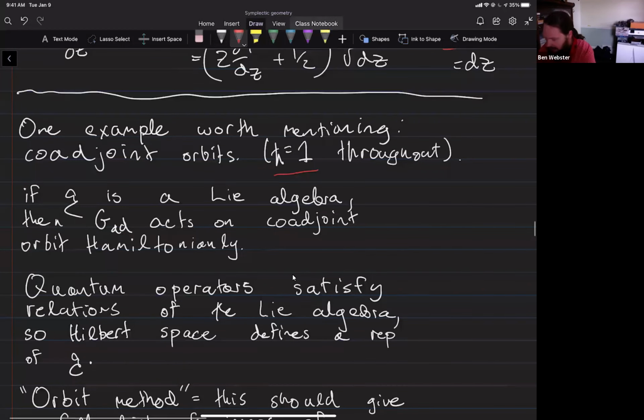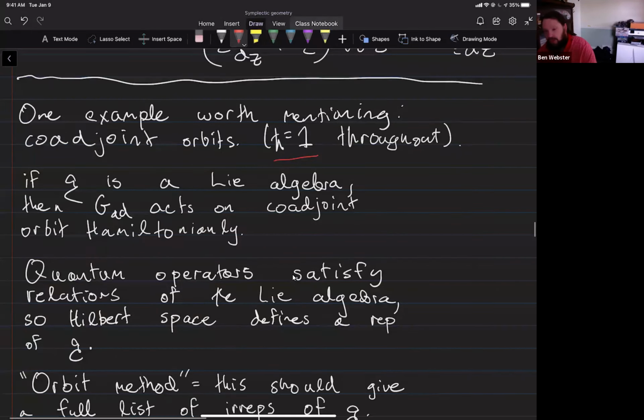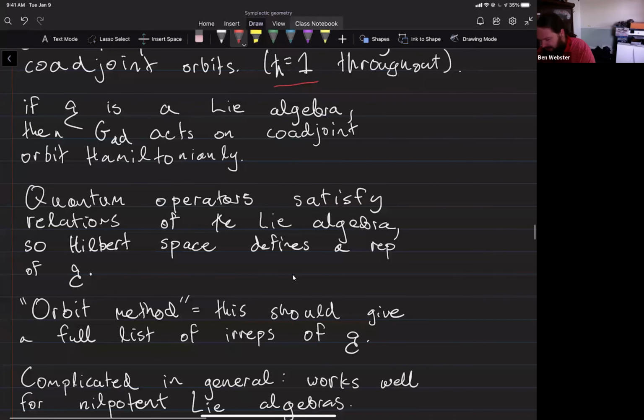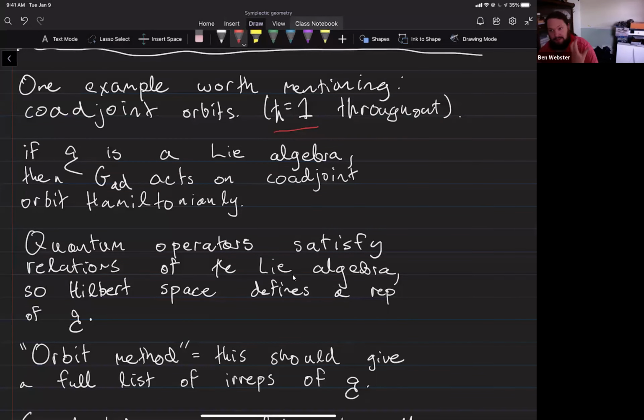All right, well, the quantum operators also satisfy the relations of the Lie algebra because the Poisson bracket satisfies the relations of the Lie algebra on linear functions. So the Hilbert space is a representation of this Lie algebra. And philosophically, there's this thing called the orbit method, which is that roughly you should be getting a bijection between representations of G and coadjoint orbits. You should be very careful about how you interpret this fact, but it is roughly true.